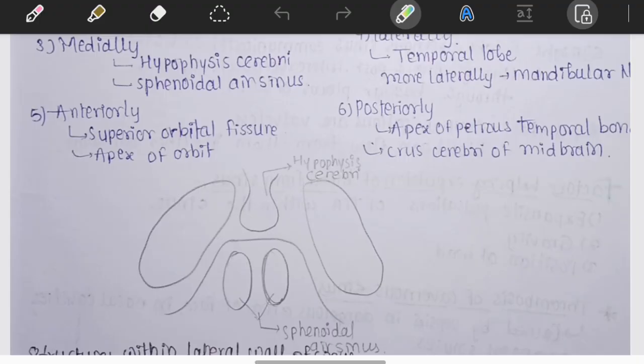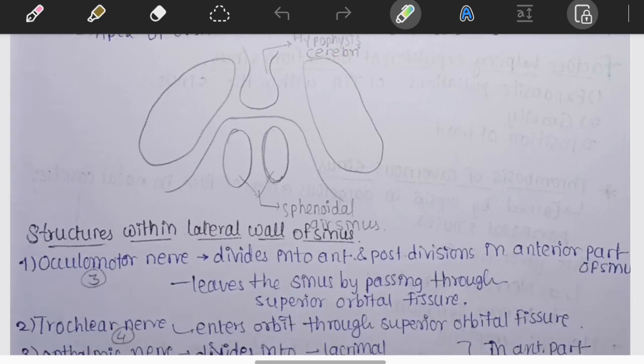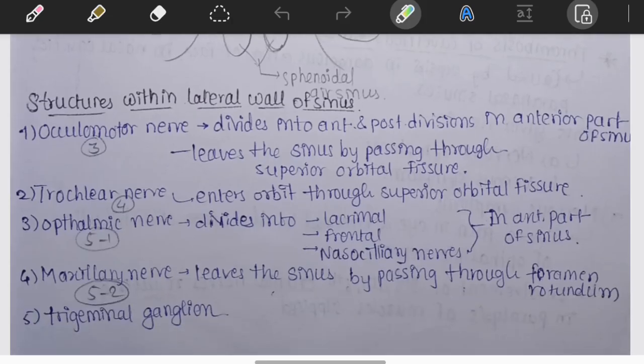Lateral wall of the cavernous sinus. There are four structures arranged from above to below. Let's see. First one is the oculomotor nerve. This is the nerve that supplies most extraocular muscles.